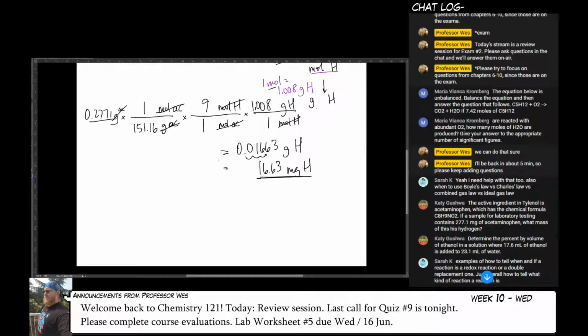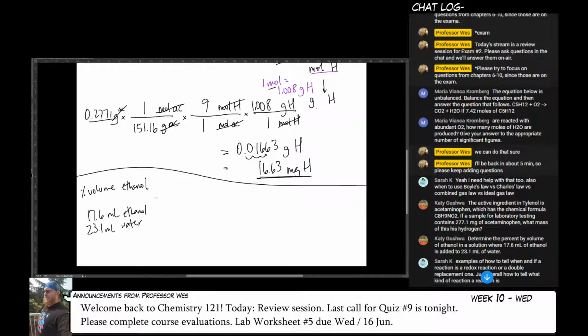All right. So the next one, determine percent volume of ethanol if you have 17.6 milliliters of ethanol and 23.1 milliliters of water. Now, as written, this isn't possible to solve because volumes don't add.